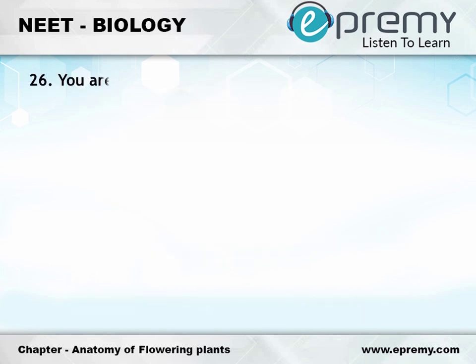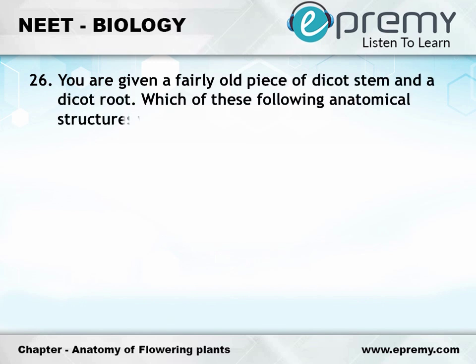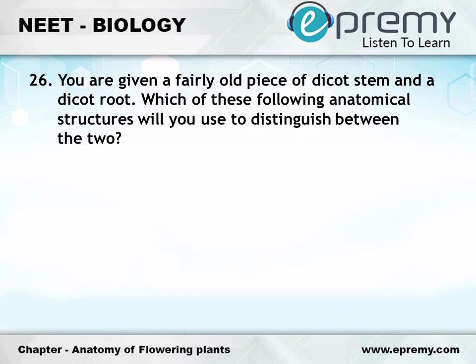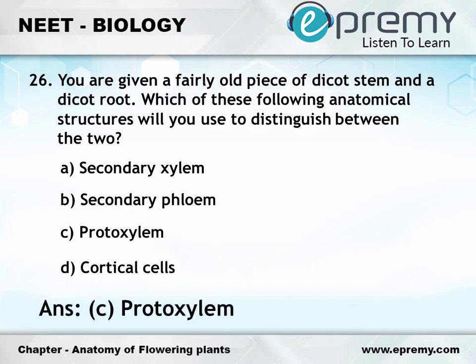Question number 26. You are given a very old piece of dicot stem and a dicot root. Which of the following anatomical structures will you use to distinguish between these two? Option A, secondary xylem. Option B, secondary phloem. Option C, protoxylem. Option D, cortical cells. Answer is option C, protoxylem.